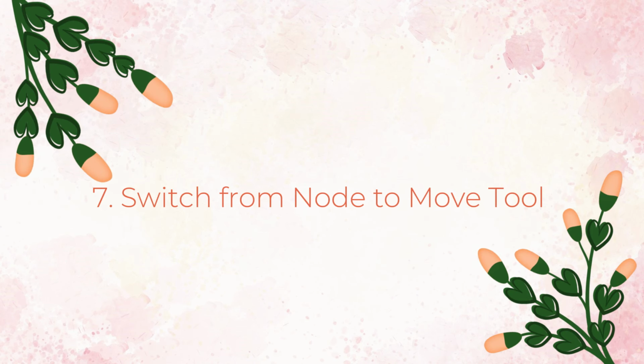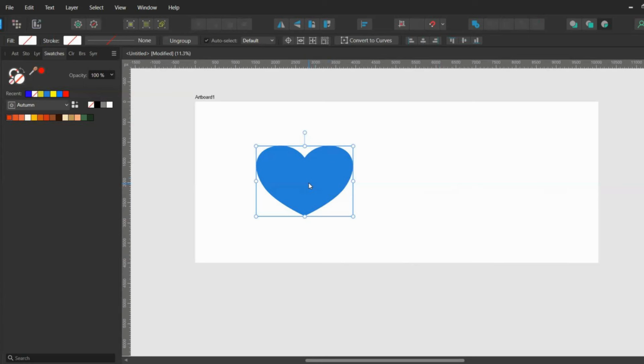The seventh feature is Switch from Node Tool to Move Tool. So far, we had the option to switch from the Move Tool to the Node Tool by double-clicking a curve. Now it works the other way around too. When you're in the Node Tool, you can come back to the Move Tool by double-clicking the curve.